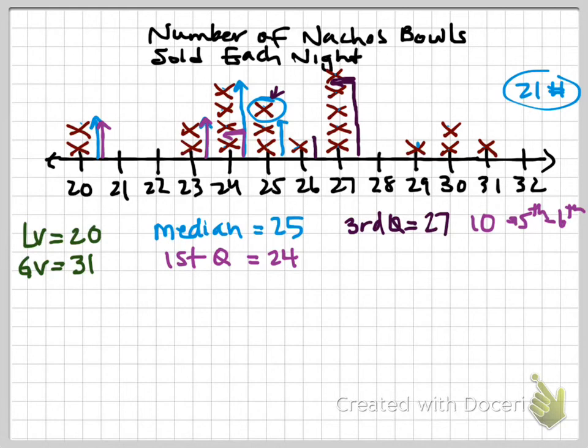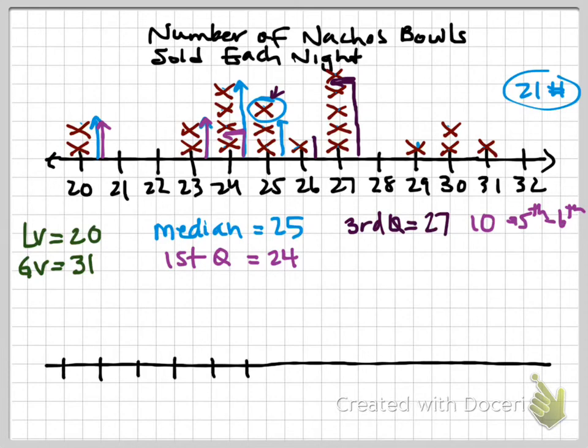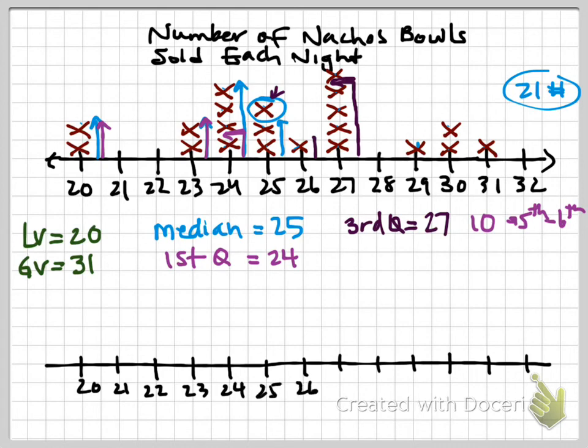Okay. So now I'm going to do my box plot from this data. So I start at 20, 21, 22, 23, 24, 25. Oh, you know what? I'm going to line up with these guys. There's 20, 21, 22, 23, 24, 25, 26, 27, 29, 30, 31, 32. And now I'm going to take those 5 numbers and plot them. So I start at 20. I go to 31 as the greatest value.